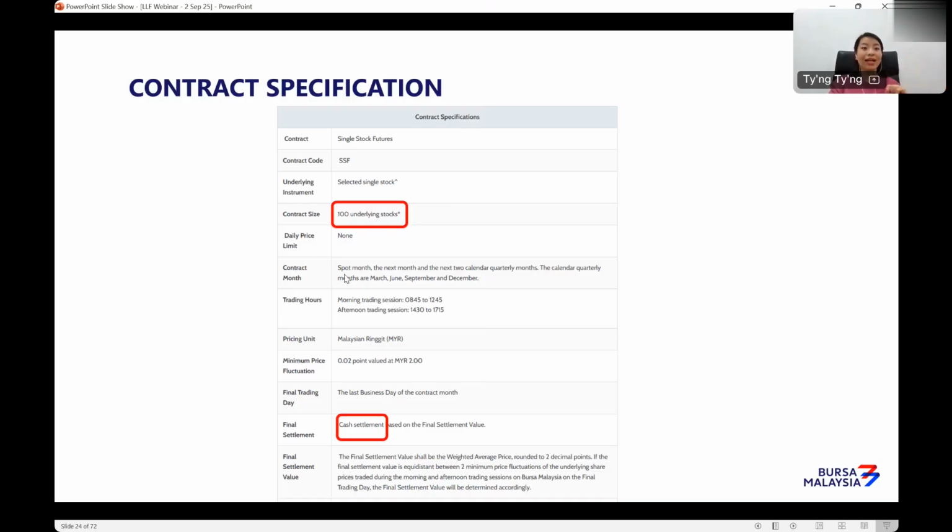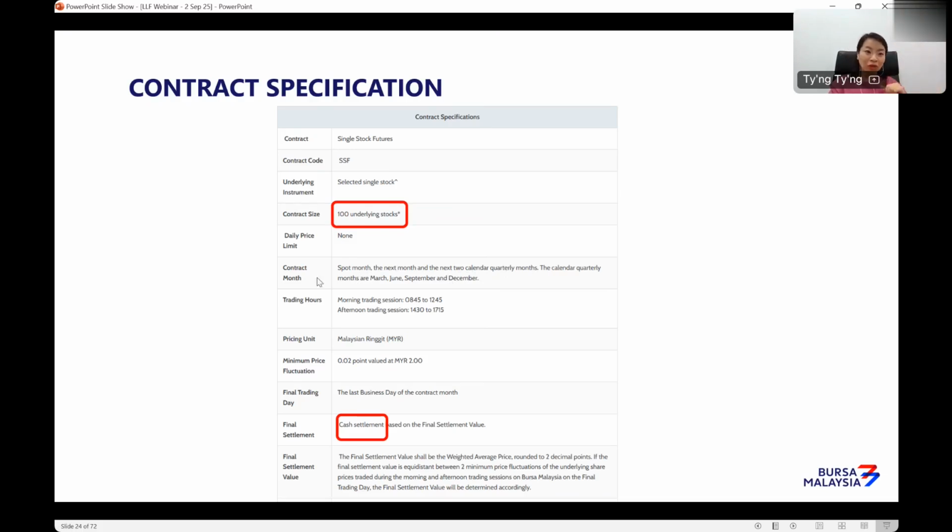But one thing to highlight is contract months. Just in case you do not understand what I said, you can go and join the LF online workshop, where we are going to explain more details. Now, contract months means the months that are available for you to trade. The first is your spot month. We have 4 months available for you to trade at any time. Spot month means the current month, then the next month, and the next 2 calendar quarterly months. Calendar quarterly months means March, June, September, and December.